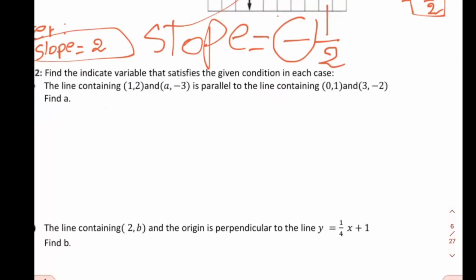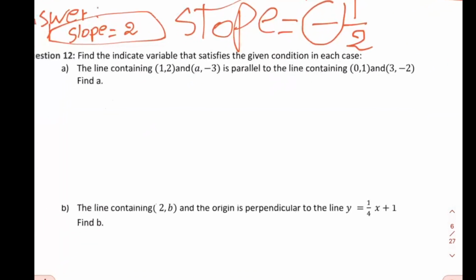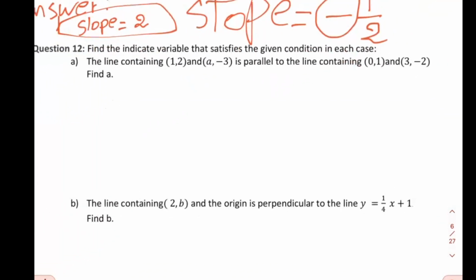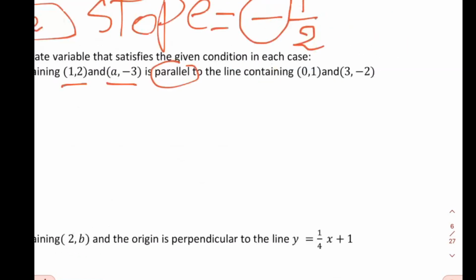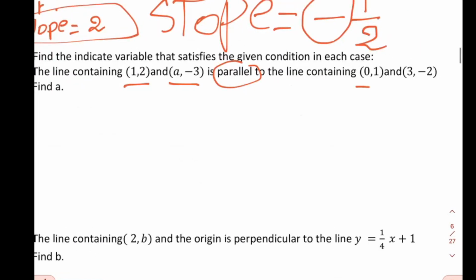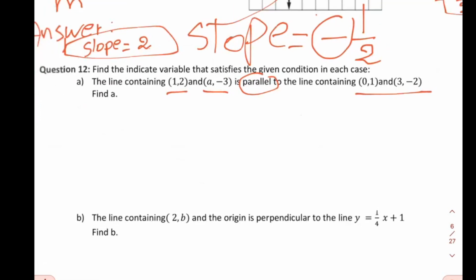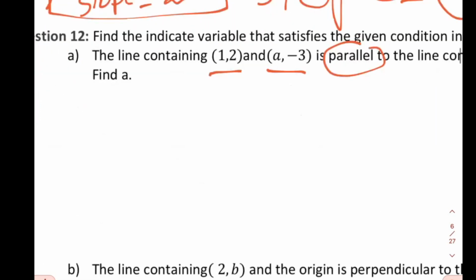Now, I'm going to do question 12 because it talks about parallel and perpendicular again. Okay, so we carry on with this so you get the idea. Find the indicated variable that satisfies the given condition. In this case, the line containing these 2 points is parallel to the line containing these 2 points. Oh yes, this might come in the exam.